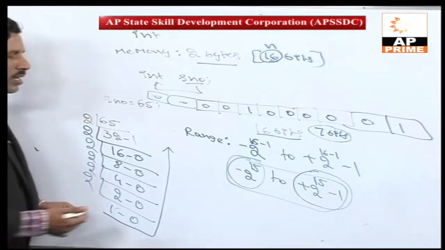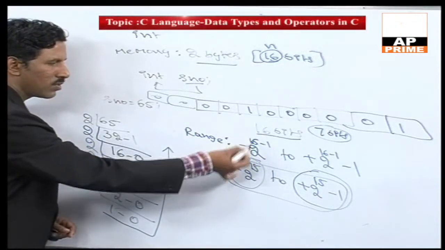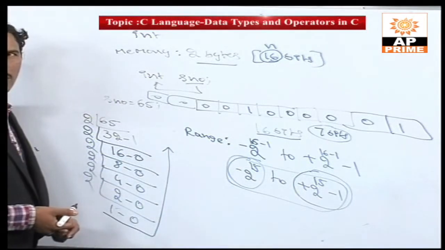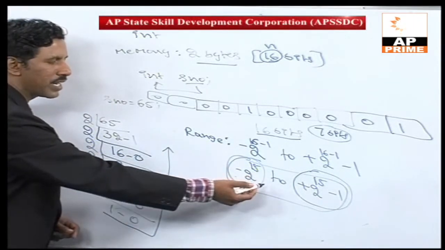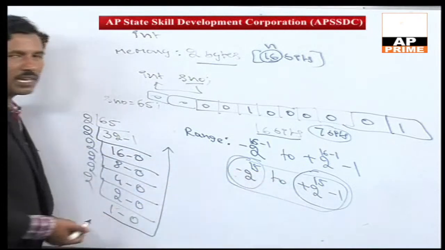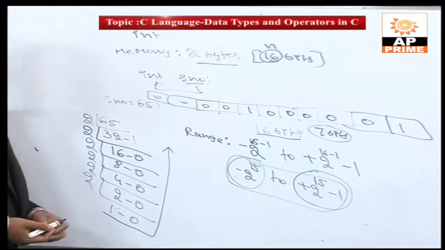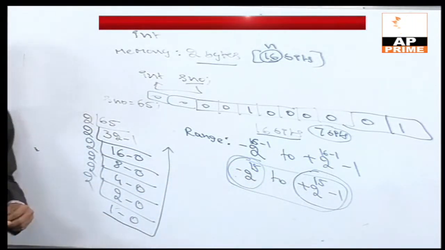Now, does integer allow negative values? Yes, integer allows negative values. What is the range? Minus 2 power 15 to plus 2 to the power of 15 minus 1. This is the integer data type discussion.